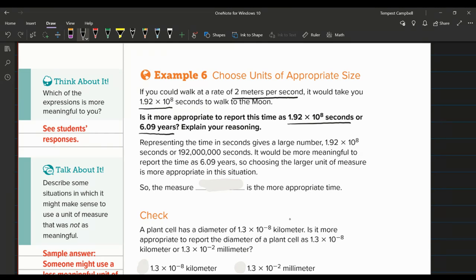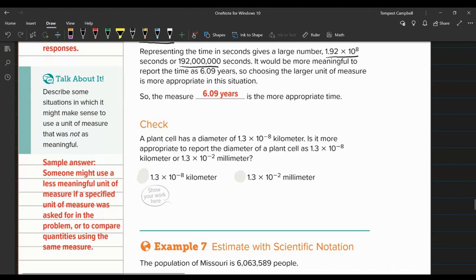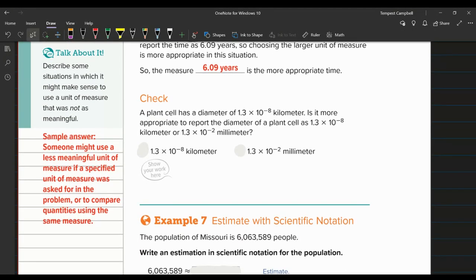So representing the time in seconds gives a large number. So the 1.92 times 10 to the power of 8 seconds, or 192 million seconds. It would be more meaningful to represent the time as 6.09 years. So choosing the larger unit of measurement is more appropriate for this situation. So the measure of 6.09 years is more appropriate. So go ahead and read the check.